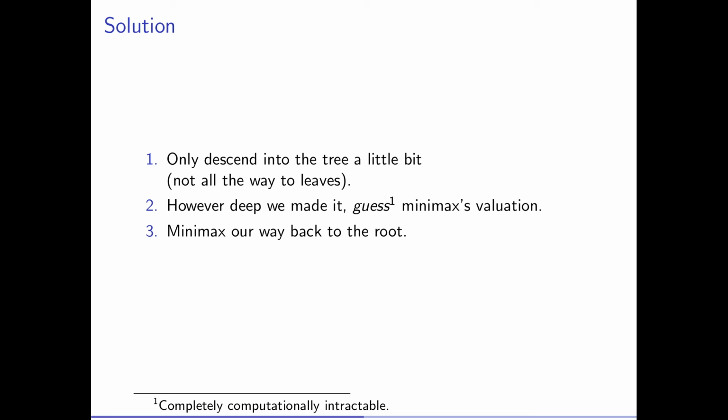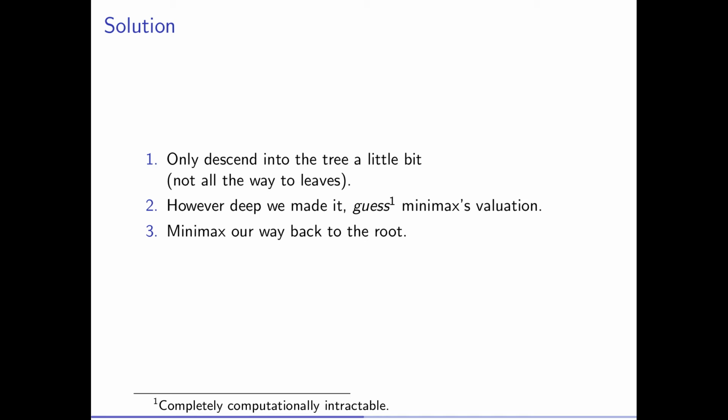In practice, the way that people normally deal with this problem is they don't descend all the way into the tree to the leaves. They only descend a little bit in, and however deep you search, you guess at what Minimax's valuation would be if you continued running that search all the way to the end. Okay, so that step is completely computationally intractable, and so we're going to have to approximate it somehow. And then once we've done that approximation, then we Minimax our way back to the root. Okay, so this is the way that people normally solve this problem. And that's how we're going to solve it as well.